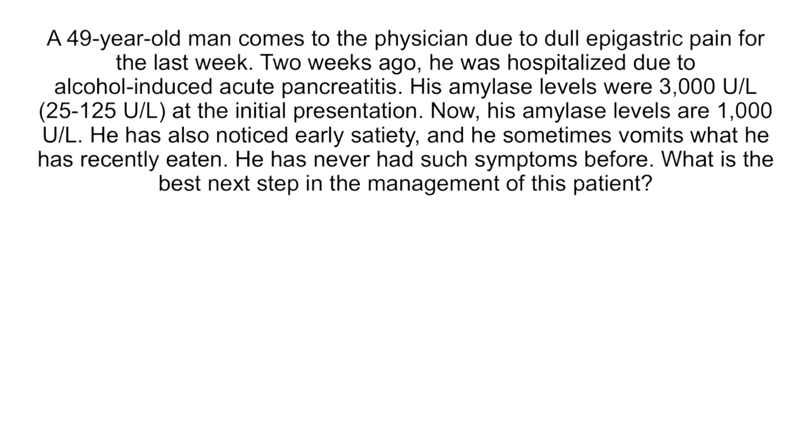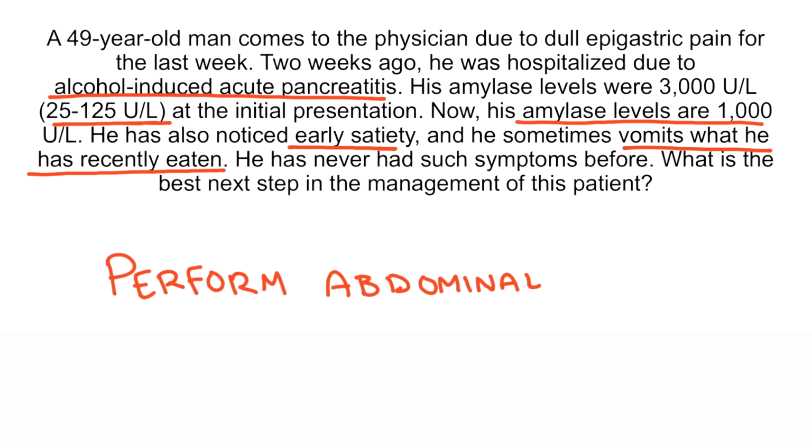All right, this patient had alcohol-induced acute pancreatitis with high amylase levels 2 weeks ago. He also has persistently high amylase levels. Additionally, he has early satiety, and sometimes he vomits what he has recently eaten. This latter finding is consistent with gastrointestinal obstruction or narrowing. Considering his previous history of pancreatitis, the patient most likely developed a pancreatic pseudocyst. So the best next step in the management of this patient is an abdominal CT scan to confirm the diagnosis. And that concludes our section on acute pancreatitis.